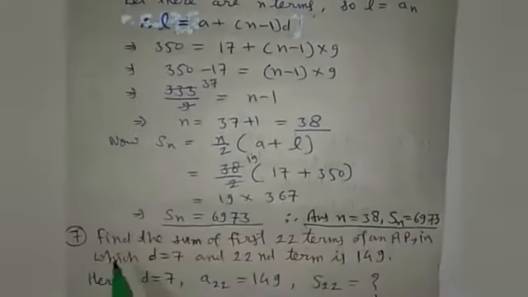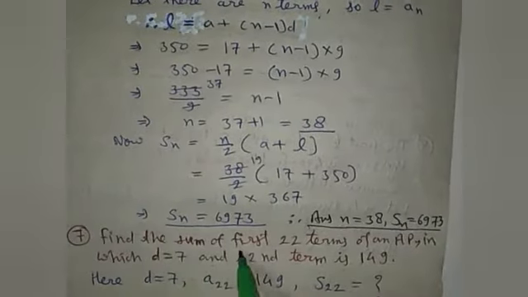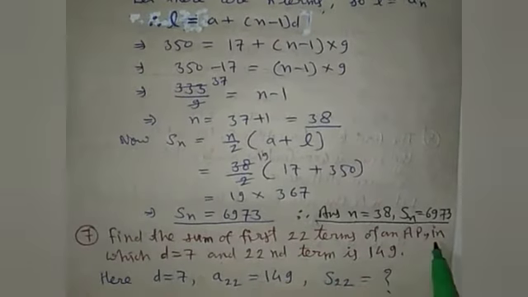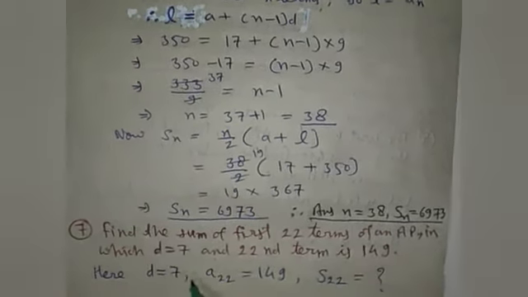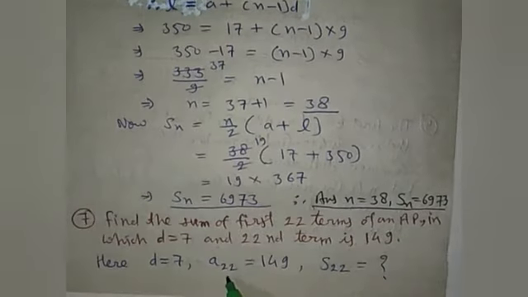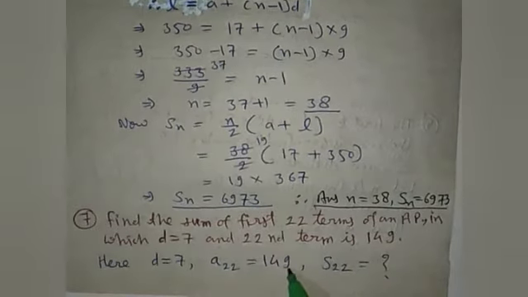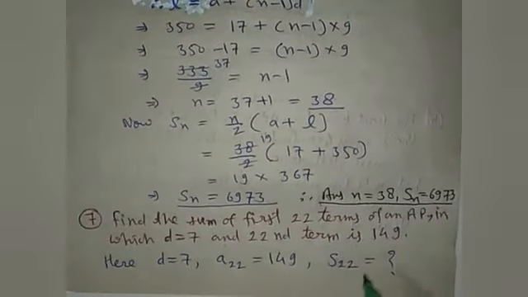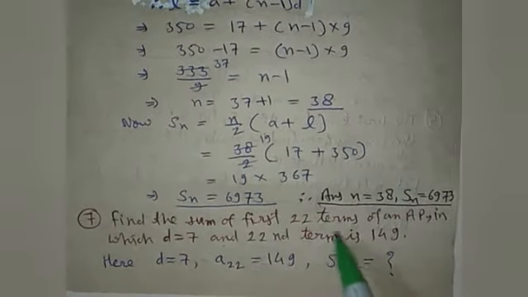Now question number 7. Find the sum of first 22 terms of an AP in which d is equal to 7 and 22nd term is 149. So here d is equal to 7 and a22 means 22nd term, a22 is equal to 149. So here we have to find the sum of 22 terms means S22.